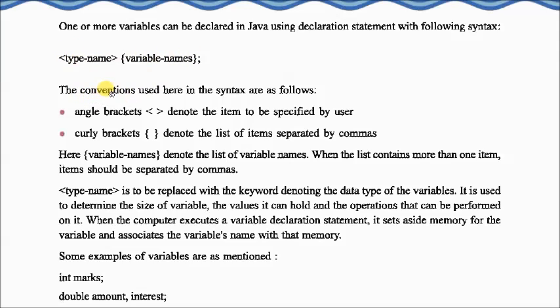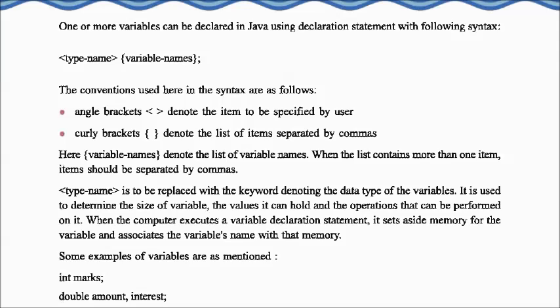The conventions used here in the syntax are as follows. Angle brackets denote the item to be specified by the user. Curly brackets denote the list of items separated by commas. Here variable name denotes the list of variable names. When the list contains more than one item, items should be separated by the comma. Means at a time you can declare one or more than one variable in one statement or one syntax.